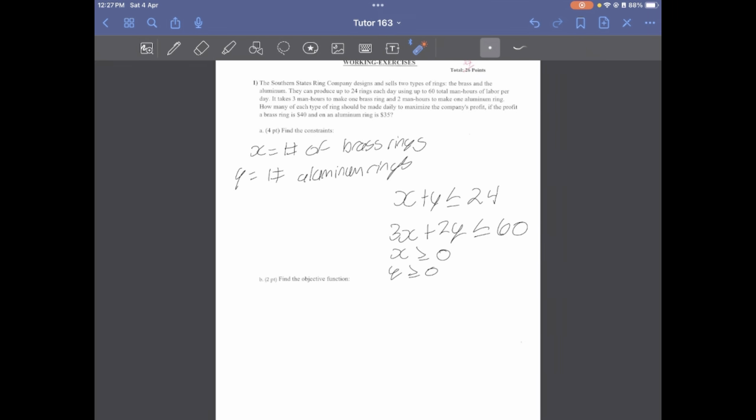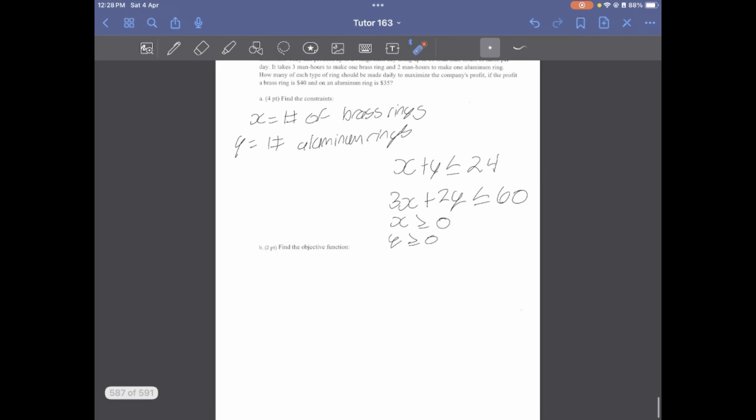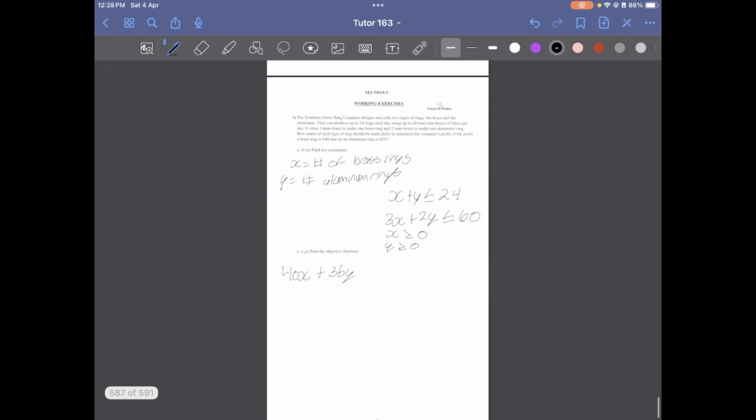Okay, so find the objective function. So we get that from the profit information in the question. So the profit for one brass ring is $40. So we have 40X. And the profit for one aluminum ring is $35. So we have 40X plus 35Y. And that is our objective function.